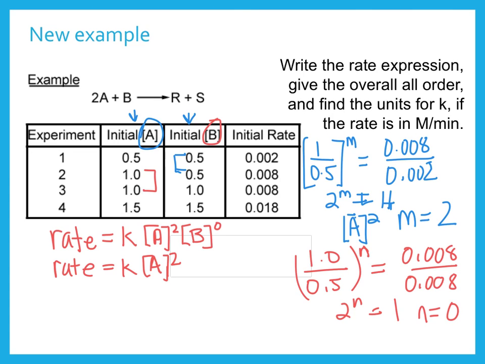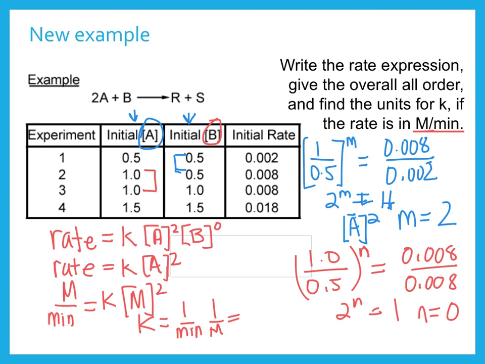If you went on and continued to solve for k's units, we have the rate, and they tell us up here that it's molarity per minute, so we have M over min equals k times molarity squared. So my k units are going to be 1 over minutes, I'm sorry, not seconds, minutes, we're using minutes this time, 1 over minute, and 1 over molarity, also written as min to the -1, M to the -1.